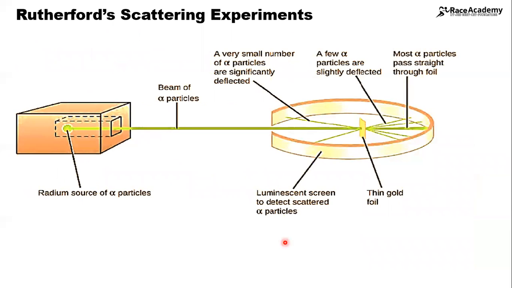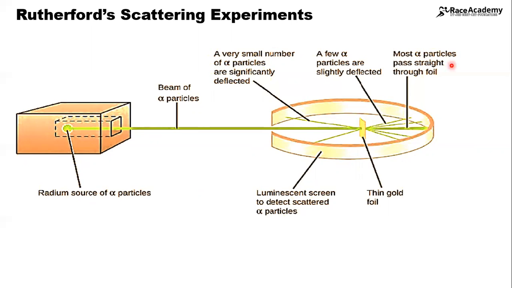Next, developed by Rutherford's scattering experiments, he passed alpha particles into the atom, a gold foil, and noticed that a very small number of alpha particles were significantly deflected and a few particles were slightly deflected.